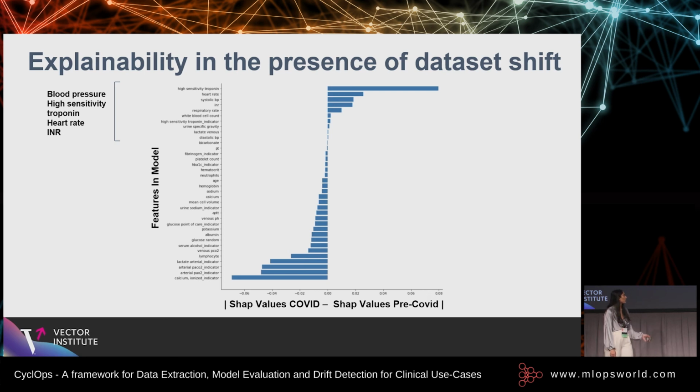Here you can see the mean SHAP values between COVID and pre-COVID data in our model. And you can see that the variables that change the most are the ones that you would actually expect to be associated with COVID. Things like heart rate, respiratory rate, high sensitivity troponin, which is associated with cardiac arrest. So these are things that are known now in literature to be associated with data set shift. This is really valuable because knowing that a model is shifting is one thing, but knowing why it's shifting is obviously much more valuable from a clinician's point of view, and it builds trust with the clinician as well.